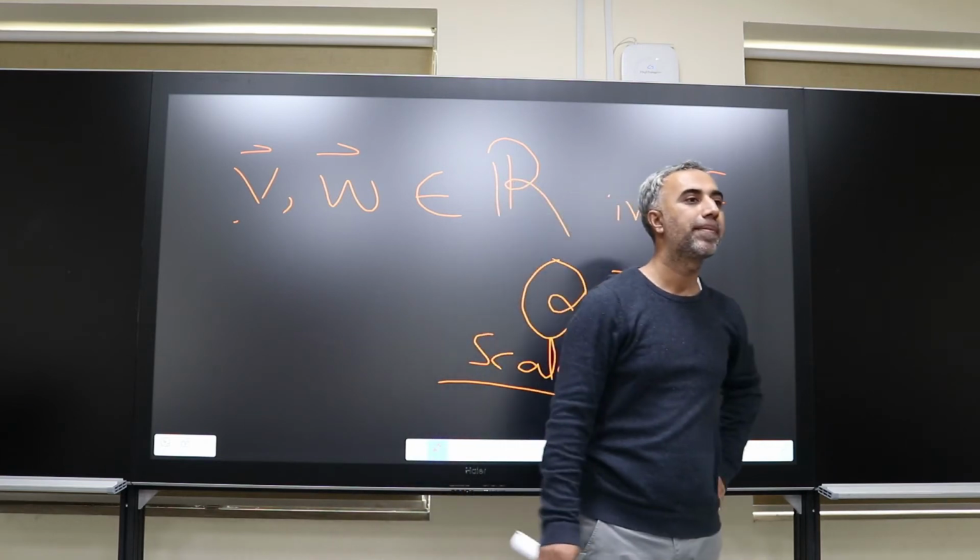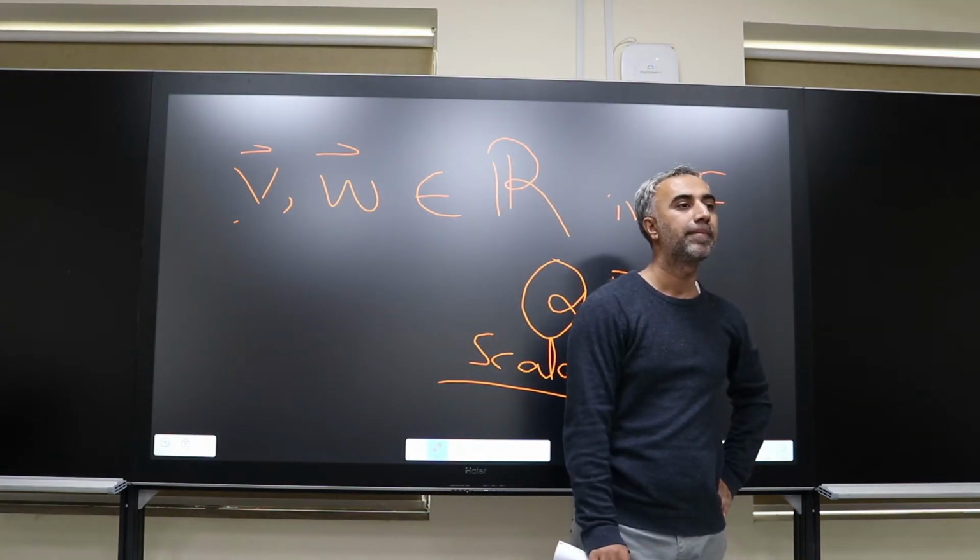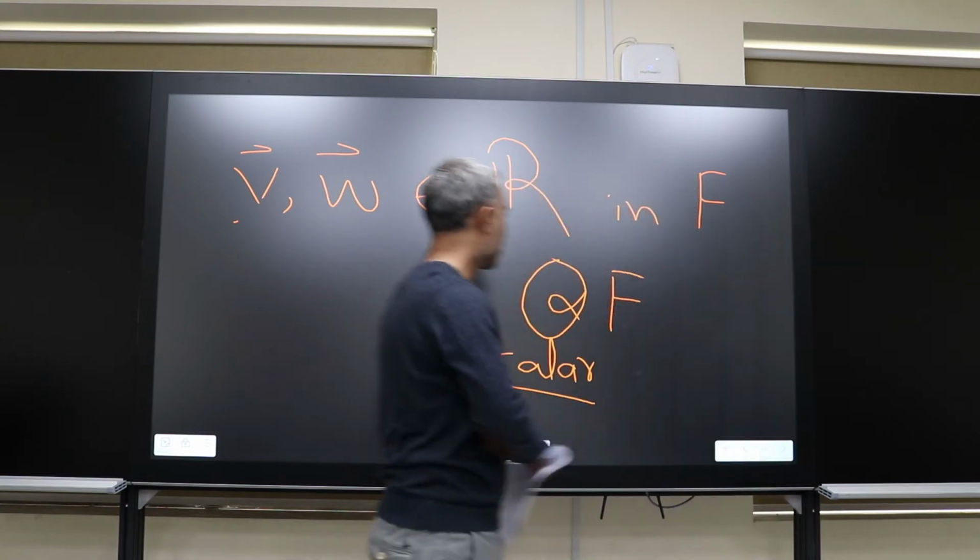Sir, what if these vectors are the same in magnitude but opposite in direction to each other? Yeah, brilliant question.